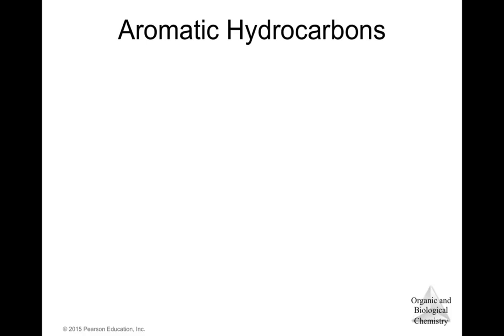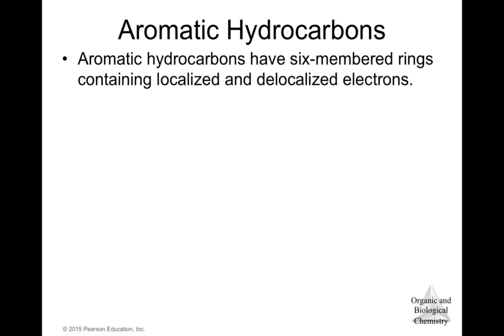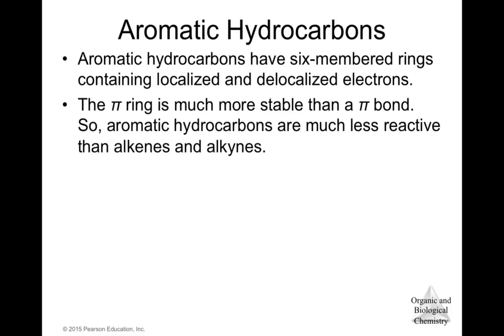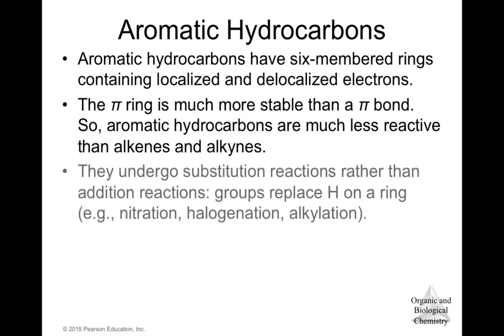So let's talk about the aromatic hydrocarbons. Aromatic hydrocarbons have 6-membered rings containing localized and delocalized electrons. The pi ring is much more stable than the pi bond. So aromatic hydrocarbons are much less reactive than alkenes and alkynes. They are really much less reactive than those types of organic compounds. They undergo substitution reactions rather than addition reactions.